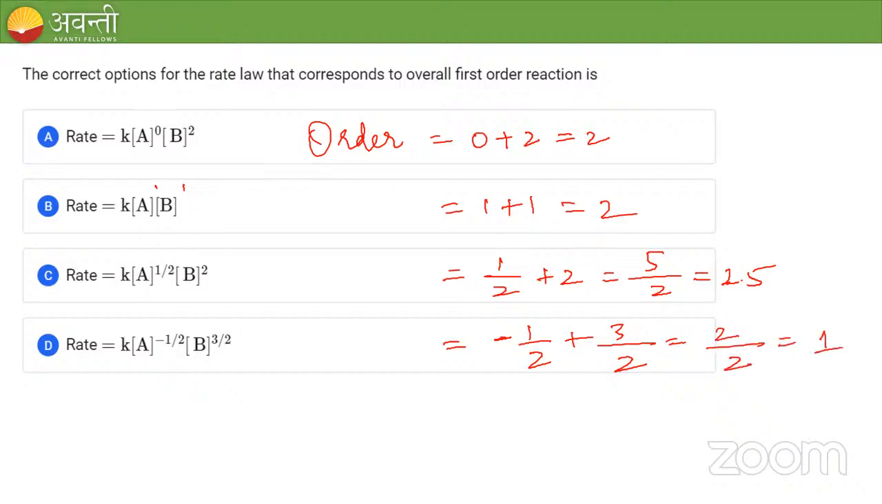Got it? Which is the correct answer? Option D is the correct answer. So just add the powers to find out the order, and you will get option D as the correct answer for this question. Okay. Shall we move on to the next question? This one is very easy. So we'll move on to the next question.